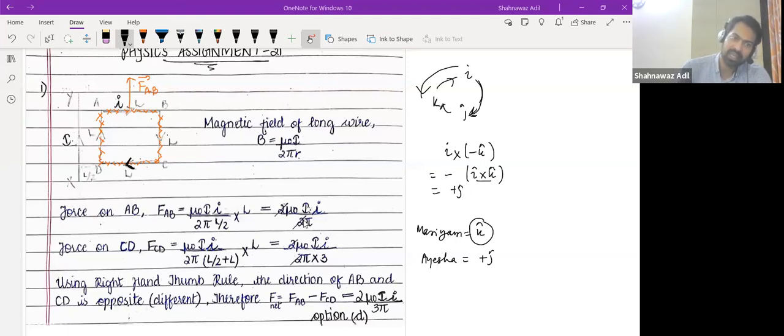So the question is that the current is flowing in this direction, on the left hand side, and the magnetic field is in the inward direction. The question is, what would be the force in this conducting wire? We have already calculated that force in a conducting wire is I L cross B. So please tell me what would be the direction of the force.